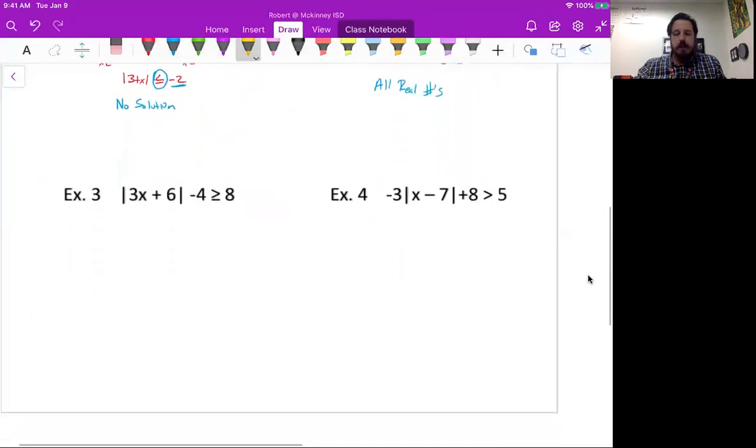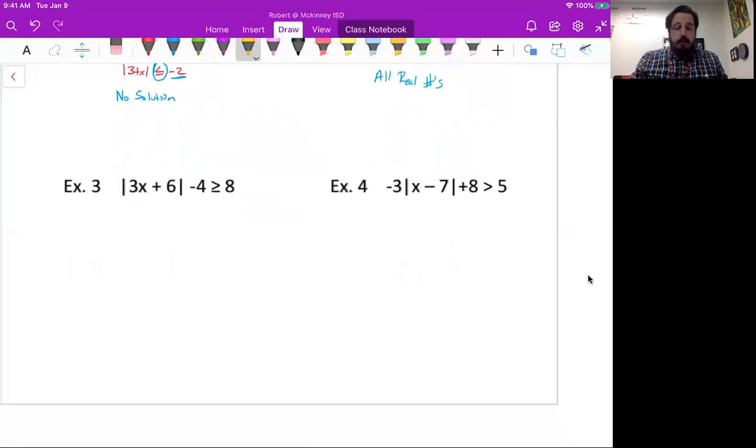Okay, so example 3, first step, I still need to isolate the absolute value. So I add 4 to both sides. I've got the absolute value of 3x plus 6 is greater than or equal to 12. Those absolute value bars have been isolated. I don't care what stuff is inside of there, it's just that's all that's left on that side. I check, this does not equal a negative, so I'm good to carry on.